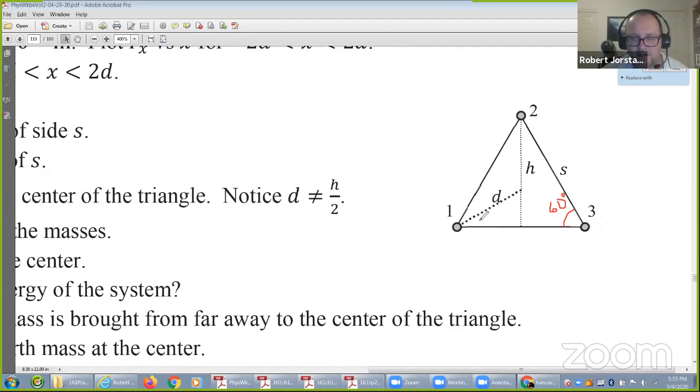If that's a 60-degree angle, and this is the center of the triangle, take a guess what angle that is. Hopefully you said 30.